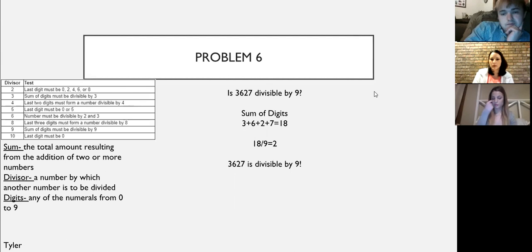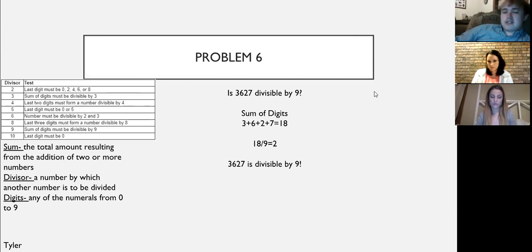Is 3,627 divisible by 9? All right, so we need to look at our divisibility rules. The rule for 9 reads: sum of digits must be divisible by 9. We know sum means to add everything up. Divisible means to divide. Digits are any numeral from 0 to 9. So we'll add them up. 3 plus 6 plus 2 plus 7 equals 18. 18 divided by 9 equals 2.